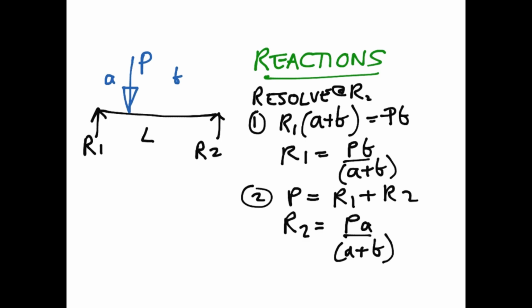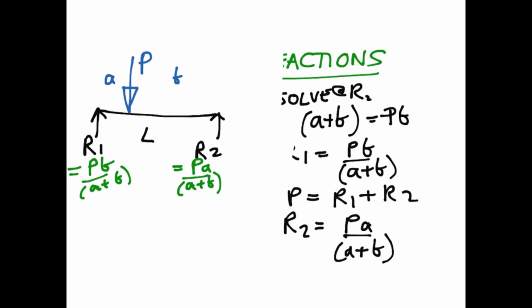Okay, and that makes sense because P is closer to R1, and so R1 is multiplied by the bigger value, it's got PB, and R2 will be smaller, that's why it's multiplied by A, because it's further away from the load. So just putting those onto that, we've got R1 is equal to PB over A plus B, and R2 is equal to PA over A plus B. Okay, and then we can get rid of all that working out, you don't need to see that.